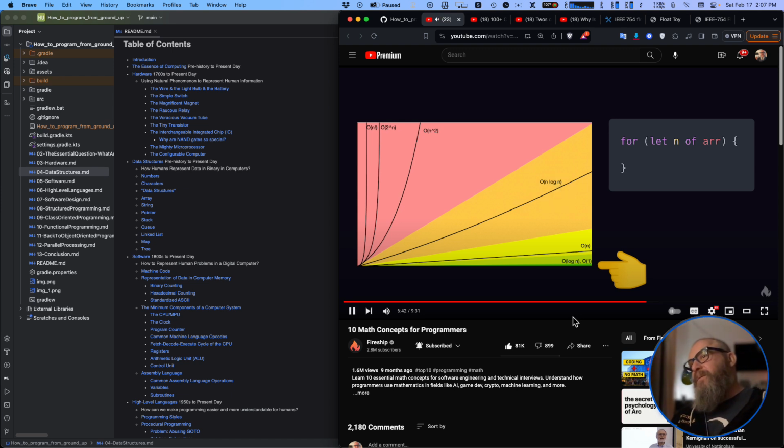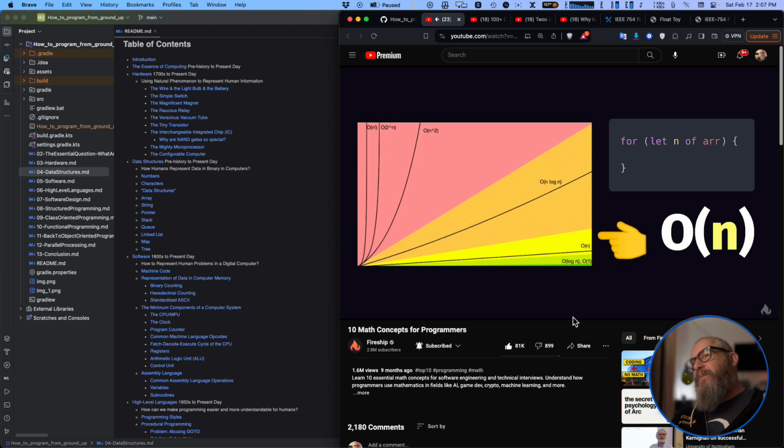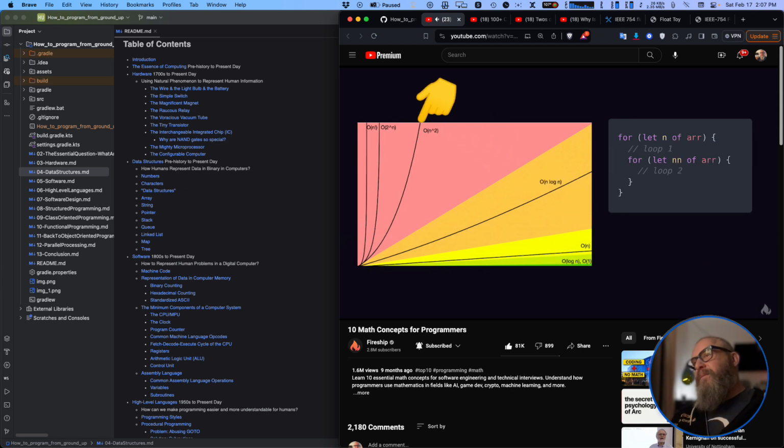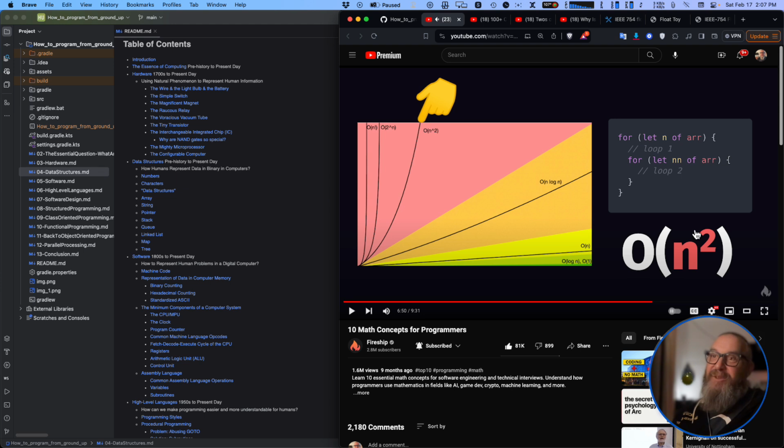If we need to loop over an array, that would give us O of n, where n is the length of the array. But if for each iteration in that loop, we loop over the same array again, that would give us O of n squared. So 2 loops: this many times I'm going to have to do that many times again. Ooh, it's so complicated. N squared, which would be far less efficient.